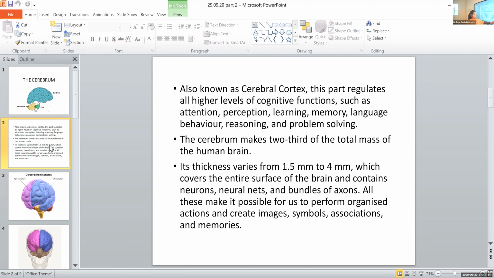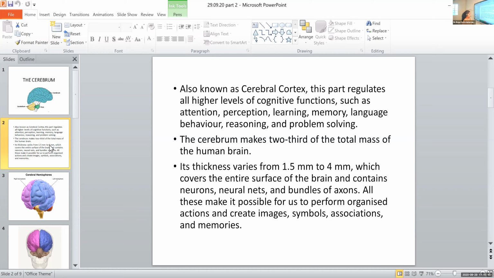Bundles of axons are otherwise called? Yes? We have the axon as the elongated part, and bundles of axons are otherwise called? I'll give a clue. We have sensory, motor, and mixed types of that particular thing. Nerve. Nerves. Yes, bundles of axons are called nerves.